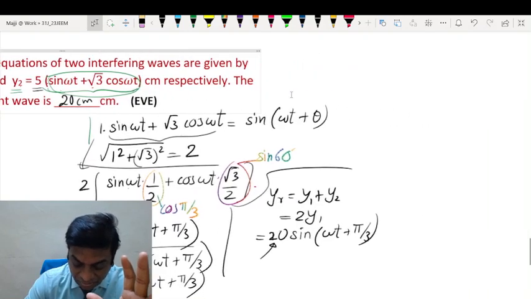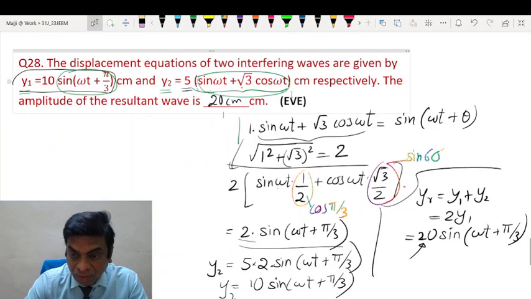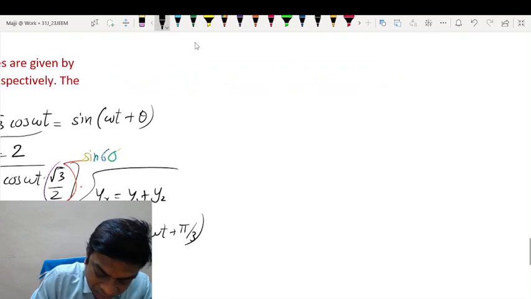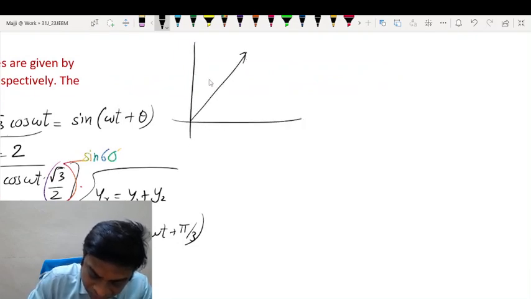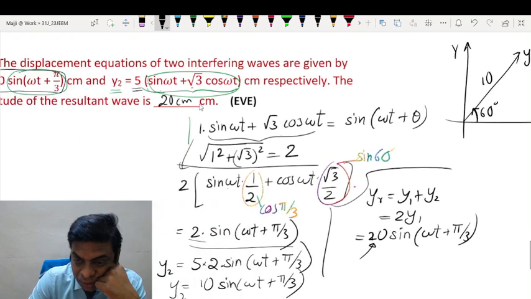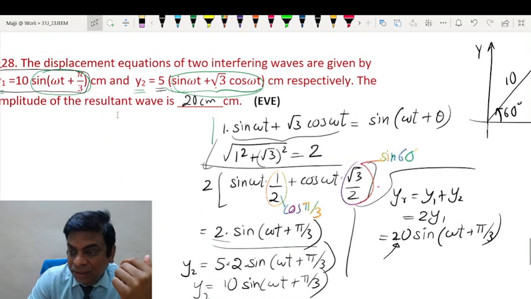Take omega t as 0, and convert all the things in sine. So if that be the case, then see here, y1 is a vector having amplitude 10, making an angle 60 degree in the anti-clockwise sense from x-axis. I take omega t as 0, so I'll draw y1 like this. This is y1. Treating omega t as 0, plus 60 means in the anti-clockwise sense you have to move. Of course, the unit is centimeter.